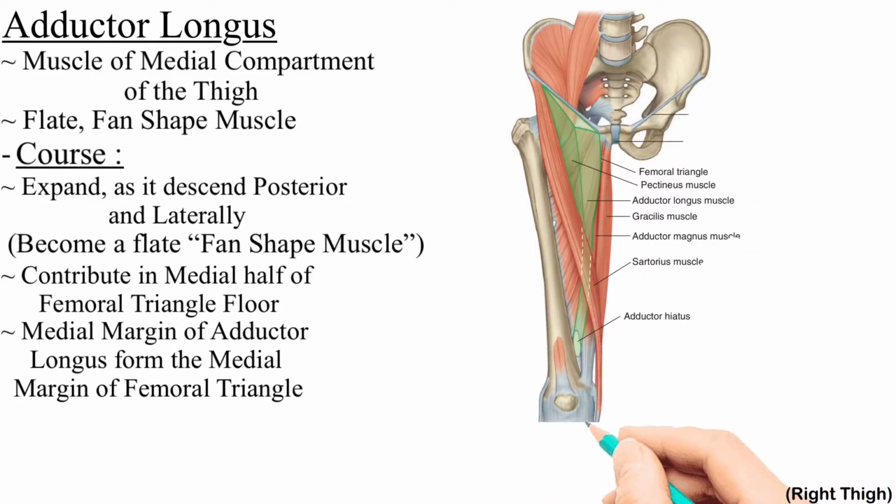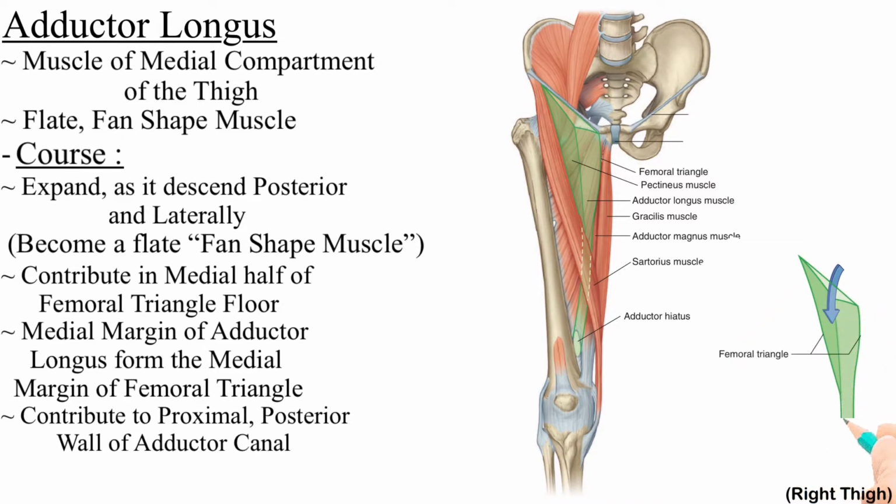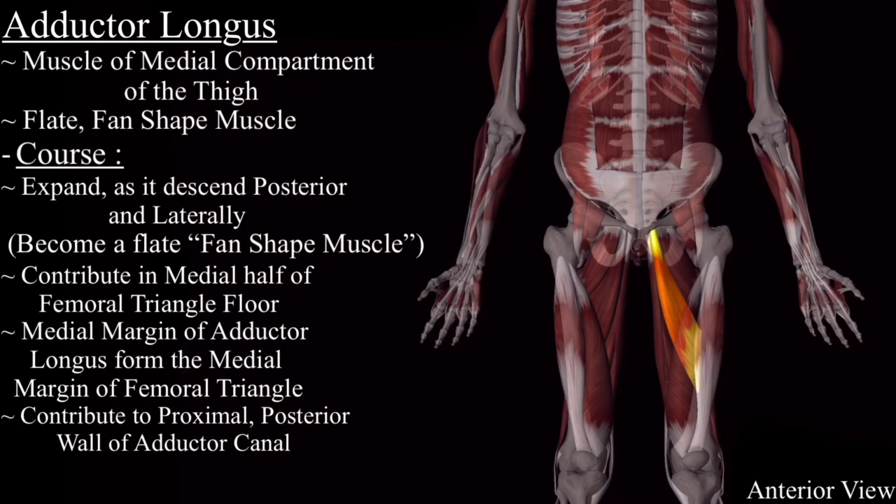This muscle also forms the proximal posterior wall of the adductor canal. Now this hole is the adductor canal. This is the proximal portion of the adductor canal, and the posterior wall of the proximal adductor canal is contributed by the adductor longus muscle. So this muscle contributes to the floor of the femoral triangle, the medial margin of the femoral triangle, and the posterior wall of the adductor canal.